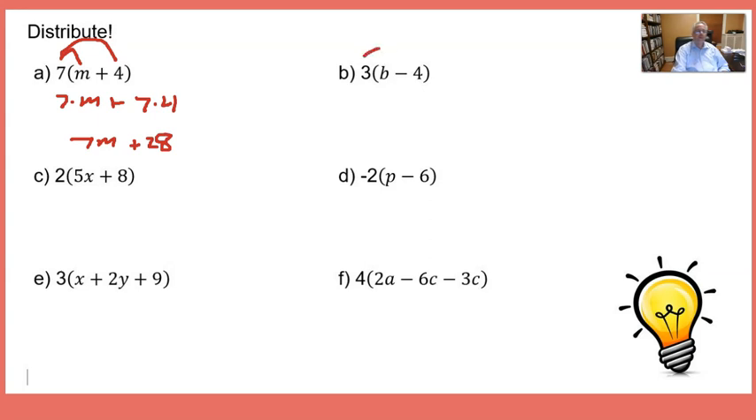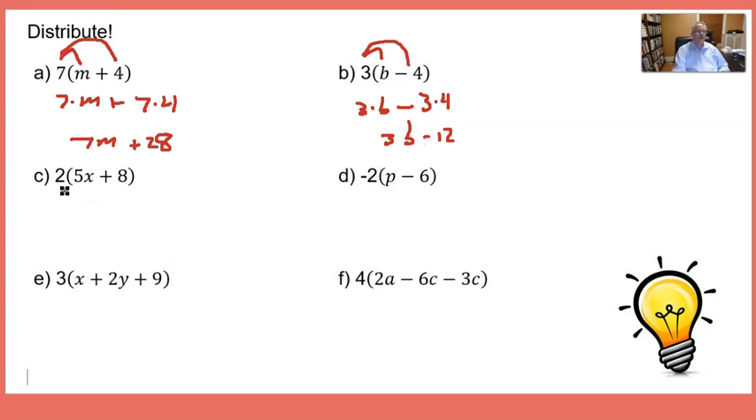All right, so we have 3 times b. I'll leave this as minus. You can think of this as 3 times negative 4. So I'm going to end up being negative. So I'm going to do minus 3 times 4. And this is going to be 3b minus 12. 3b and 3 times minus 4 is minus 12.